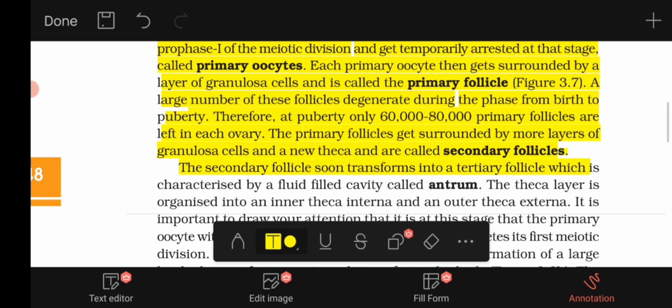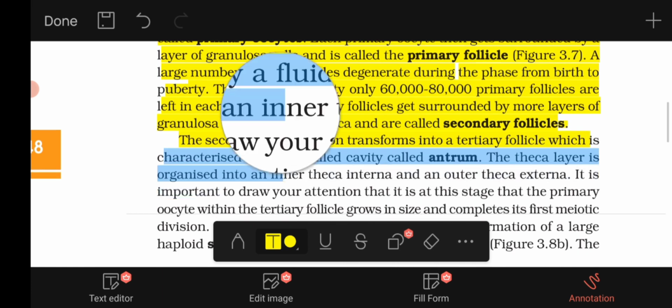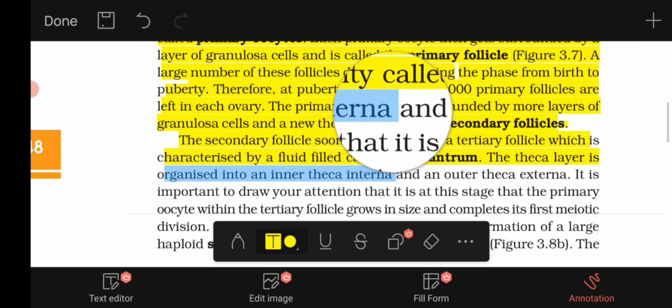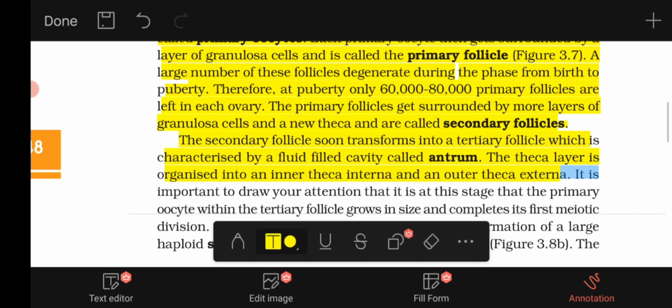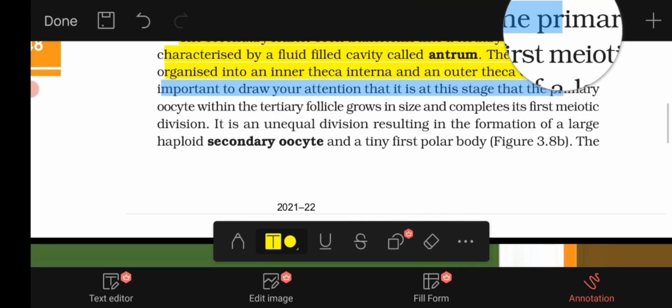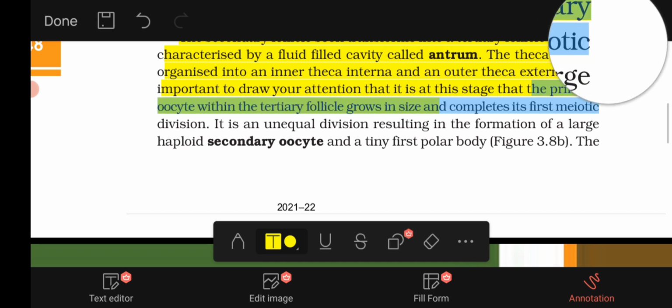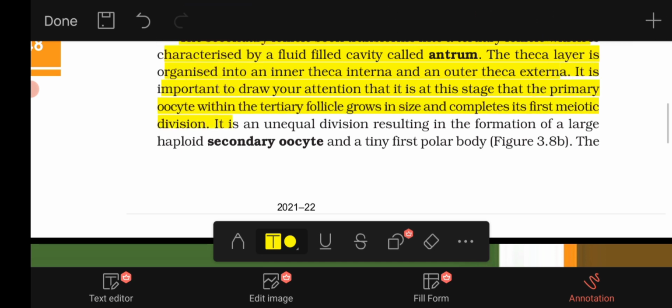Now the secondary follicle soon transforms into a tertiary follicle, which is characterized by a fluid filled cavity called antrum, and the theca layer is organized into theca interna and theca externa. It is important to draw your attention that it is at this stage, the tertiary follicle, that the primary oocyte grows in size and completes its first meiotic division. So we know that it was arrested in prophase 1 during embryonic development because of very low concentration of the gonadotropins.